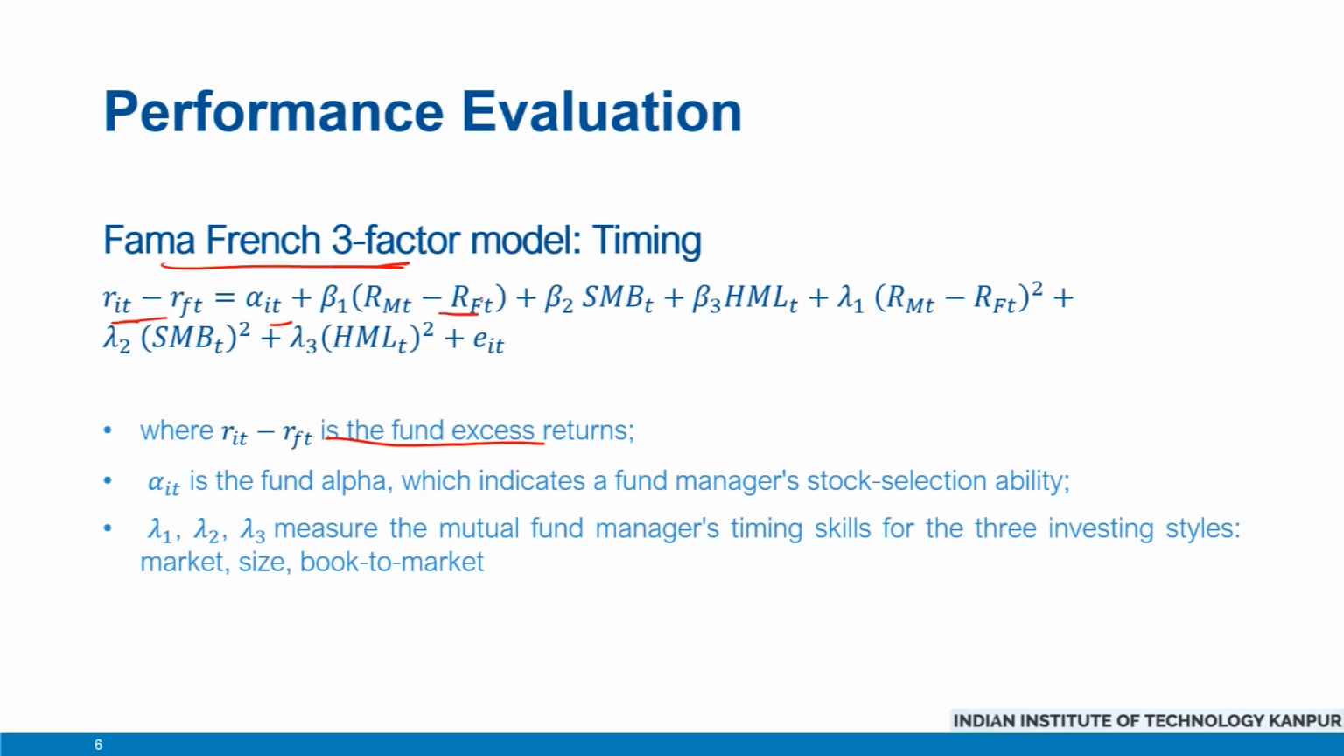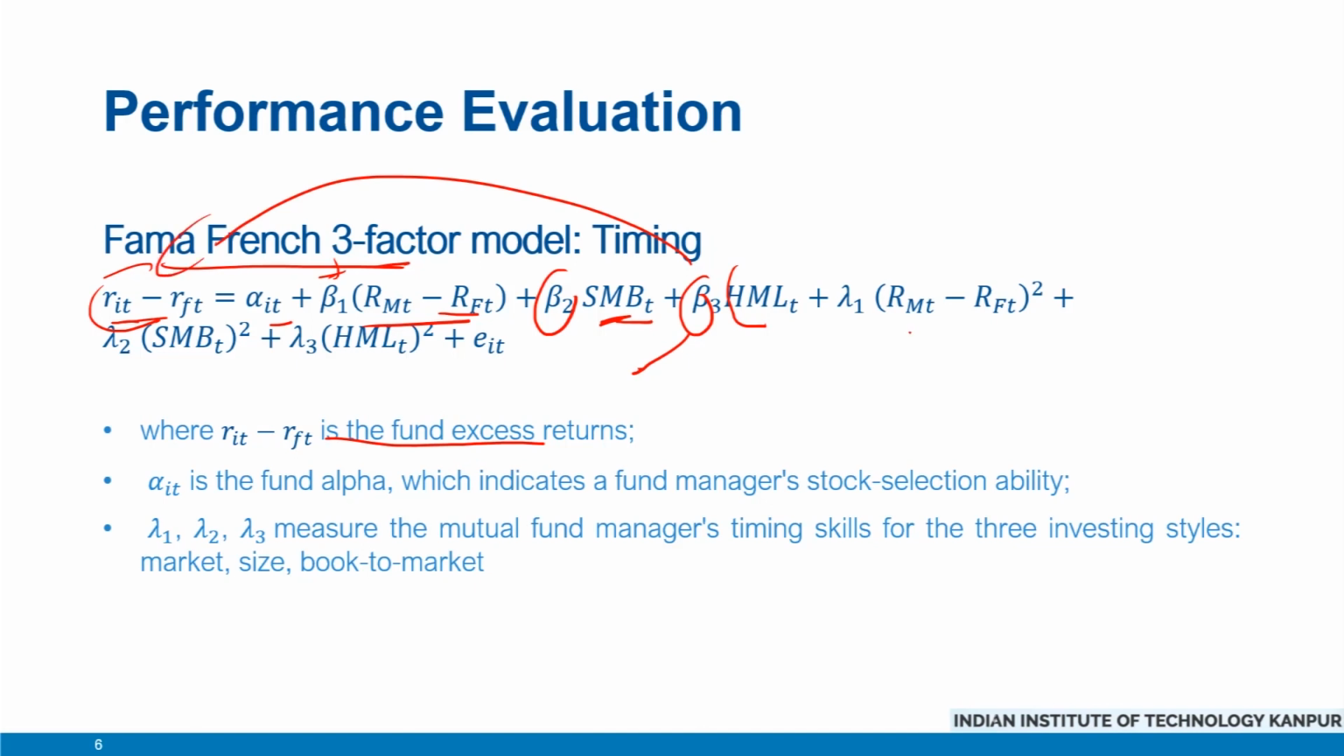Here, RMT minus RFT is the excess return over the market portfolio, and beta 1 is the sensitivity of the security to this excess market return. Again, SMB is small minus big, which is the difference between diversified portfolio returns for small and large cap firm portfolios, and beta 2 is the sensitivity of this security to the SMB factor. Similarly, HML, high minus low as we defined earlier, is the difference between high book to market and low book to market portfolio returns, and beta 3 is the sensitivity to this factor for the security i.